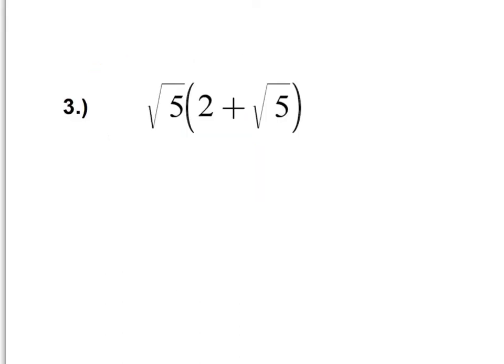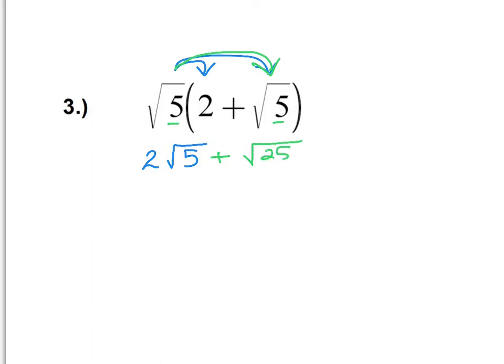Looking at our next example, here we're going to multiply a monomial times a binomial, and it works the exact same way. We're going to simply distribute, only this time we're distributing with a square root. So square root of 5 times 2, well, the 2 is not underneath the square root, so it cannot multiply with the 5. So I'm just going to write that as 2 square root of 5. And then if I distribute again, I get the square root of 5 times the square root of 5. And so I multiply the 5 and the 5 to get 25.